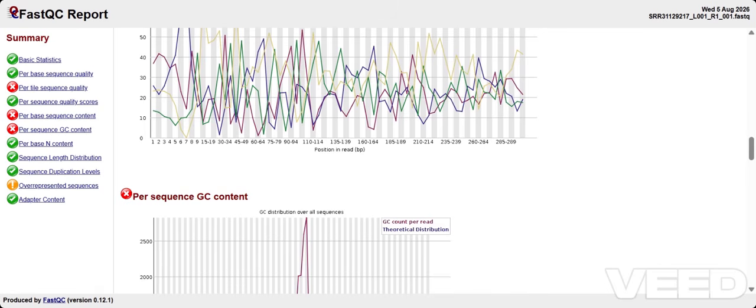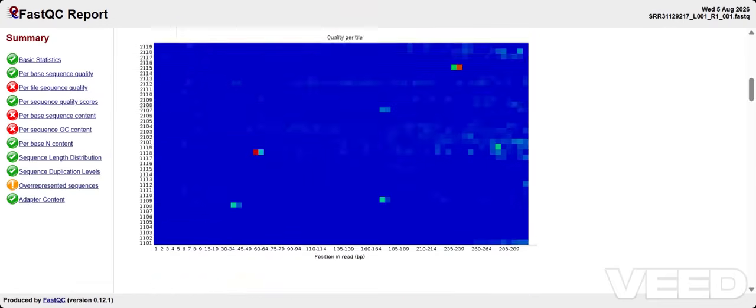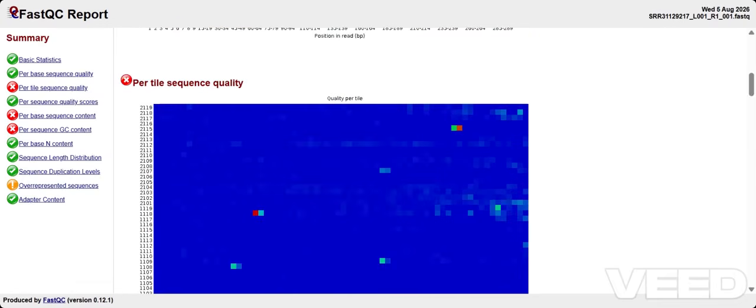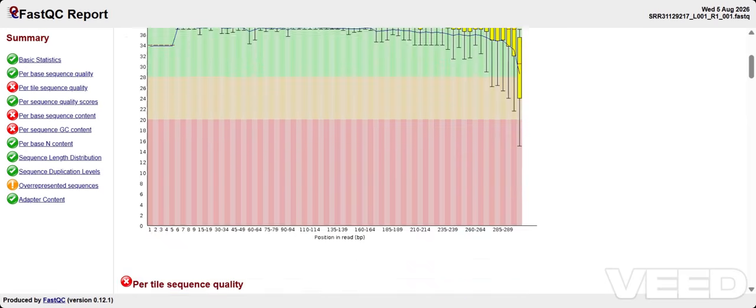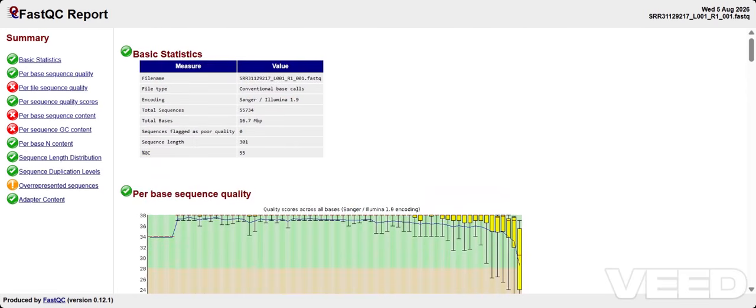So what do we do next? We use these results to decide whether our FASTQ file needs quality trimming using Trimmomatic or Trim Galore before downstream analysis. And this is exactly where our next step begins.